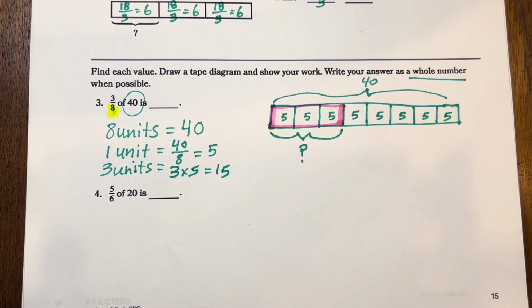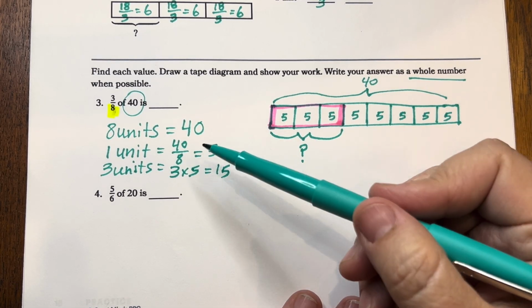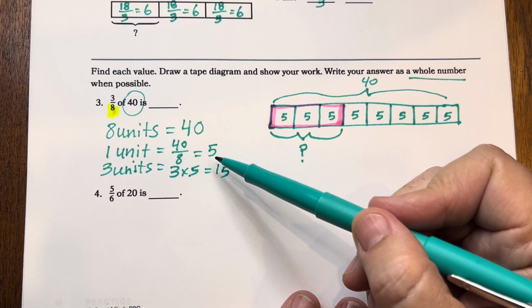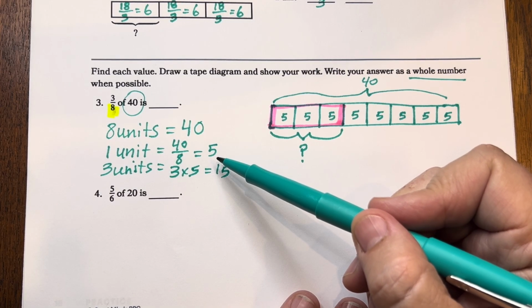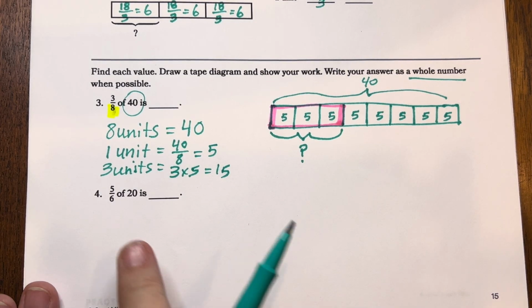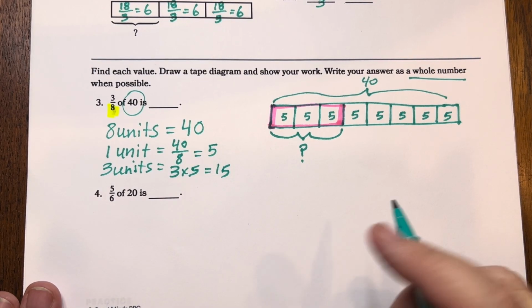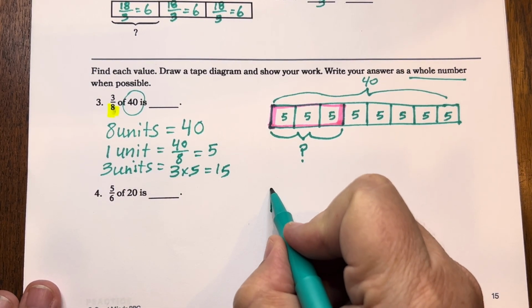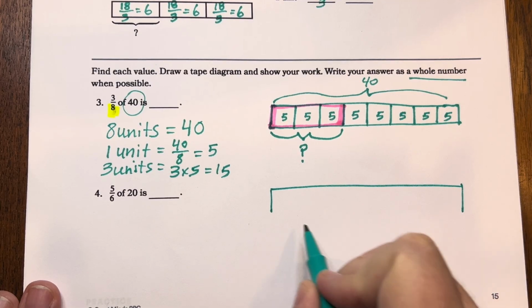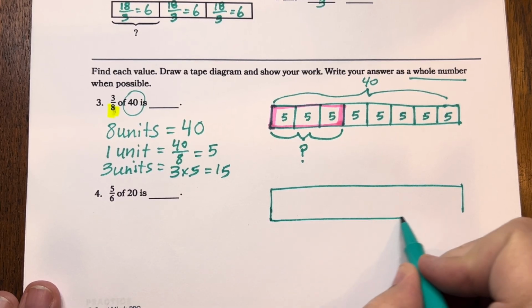Now our next one, this is where you're going to see sometimes we're going to use fractions, because this one was nice because when we divided it, it was an equal number and we could use the whole number. But on this next one, it's not going to necessarily be that way. We have 5/6 of 20. So we're going to draw our tape diagram. Our tape diagram is going to represent what?